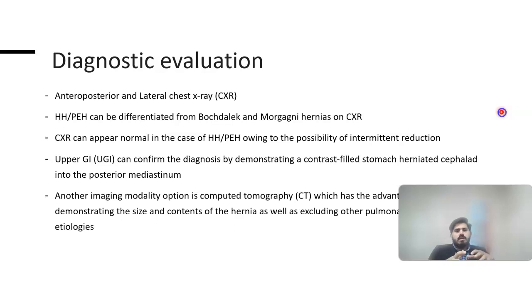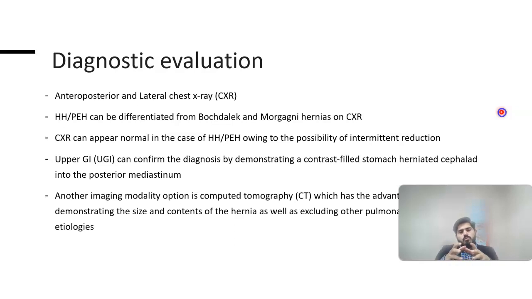It can also tell you if there are any other respiratory problems, if the child has any cystic lesions in the lungs, like CCAM or CLE, or if the baby just has an upper or lower respiratory tract infection. So you can judge all of it on a chest X-ray. Regarding hiatal and paraesophageal hernia, there is a strong chance that you might not find anything on plain X-rays, because it can reduce back spontaneously and you might have a normal chest X-ray if it is done at that time.